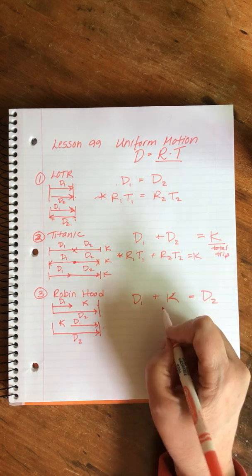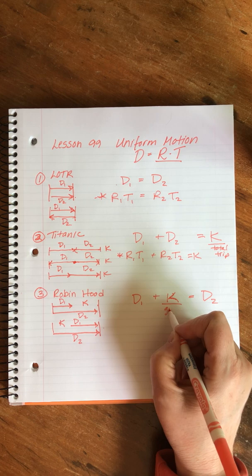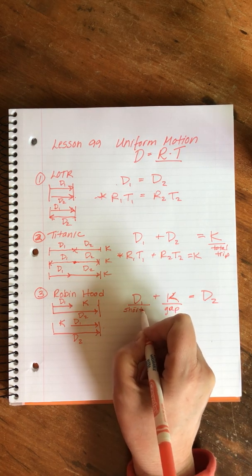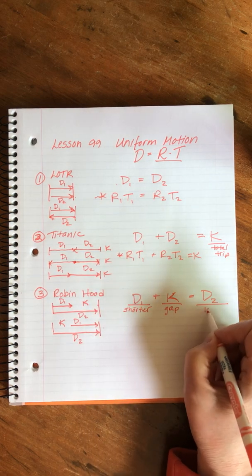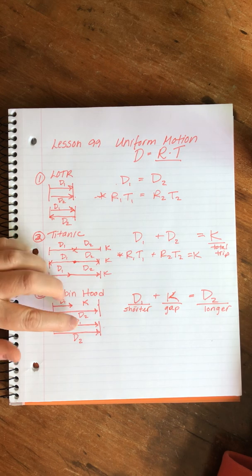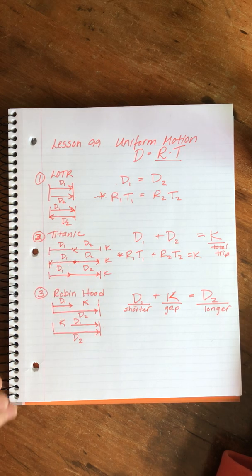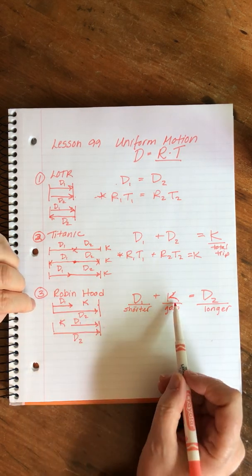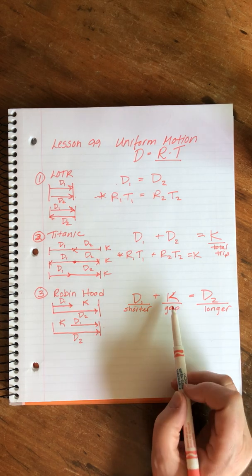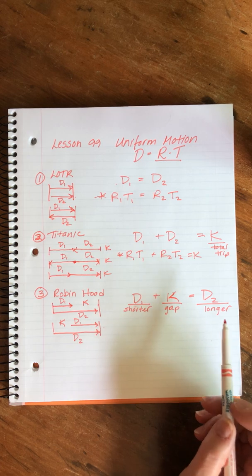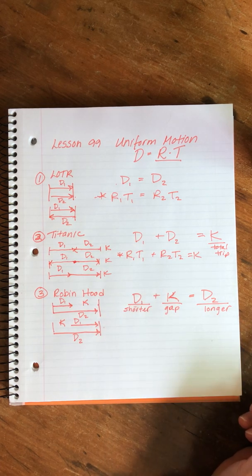So this time, k doesn't equal the total trip, k equals the gap. And this is the shorter distance, and this is the longer distance. In my pictures, I drew D1 as being the shorter distance in both these scenarios. It doesn't have to be that way. D1 could be the longer one, and D2 could be the shorter one that we add to the gap. So we add the gap to the shorter distance, whichever that one might be. All right.